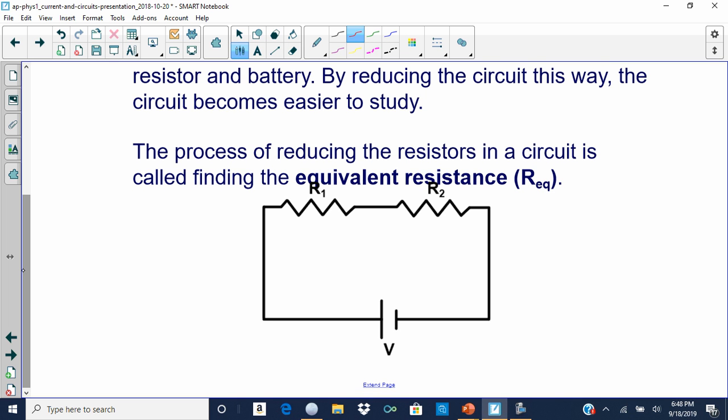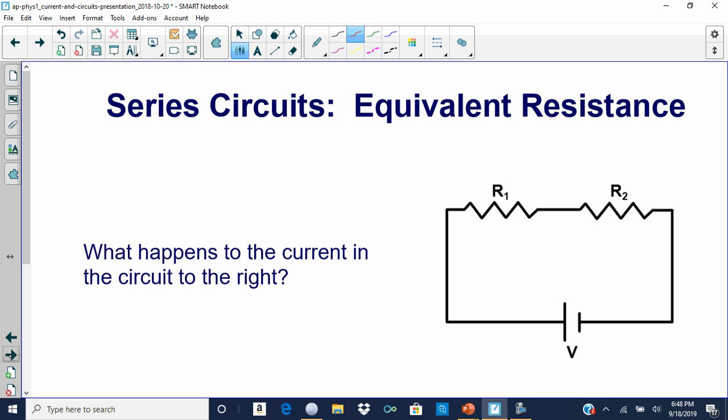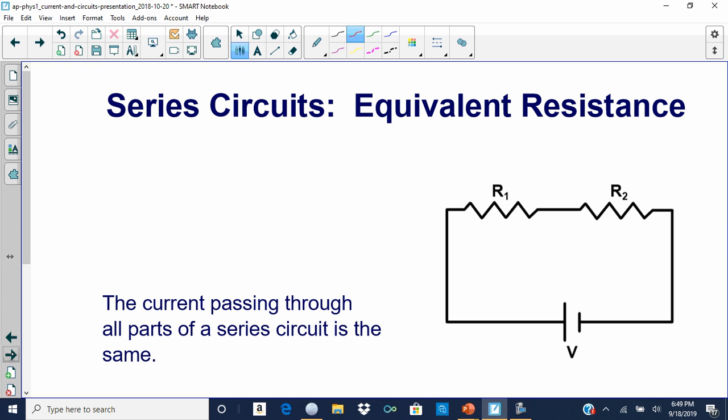Okay, so this circuit here has 2 resistors, and we want to replace those 2 resistors with 1 resistor. So how are we going to do that? When you're working with a series circuit, let's look at how we determine the equivalent resistance. What happens to the current in the circuit? Does it split off, or does it go through both resistors? That's right. The current passes through both of the resistors. So that makes this a series circuit.